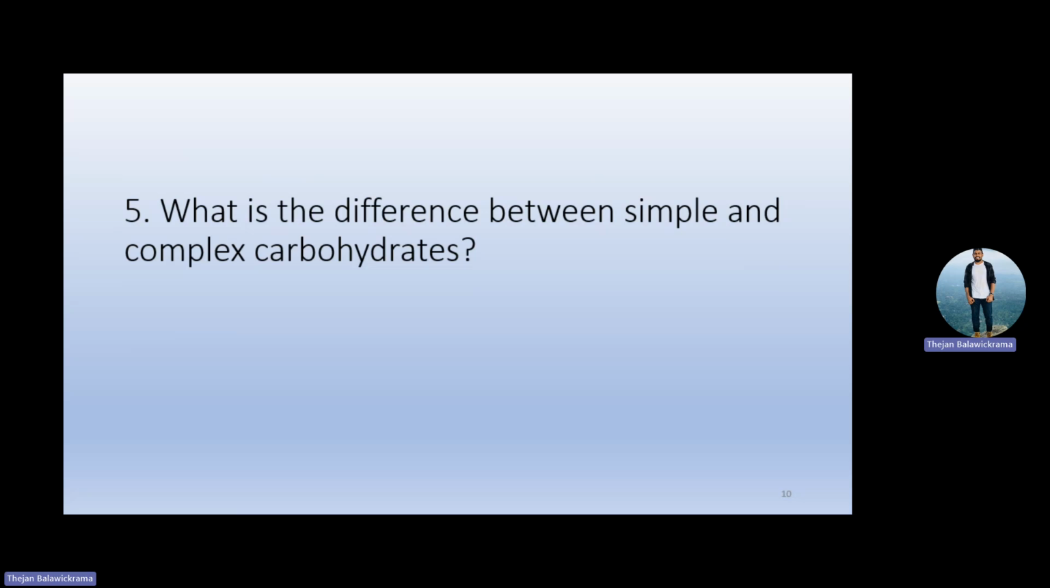We have simple carbohydrates and complex carbohydrates, no? How do they differ from each other? What's the difference between simple carbohydrates and complex carbohydrates? What do you remember?